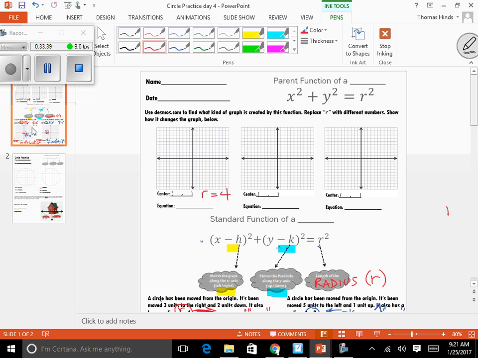This second one, I'm going to change up things. I'm going to keep the center at 0, 0. That is, your H and your K are going to be 0, 0. This second one, I don't know, I'll make the radius a 2. And I'm going to make the center 3, 2.